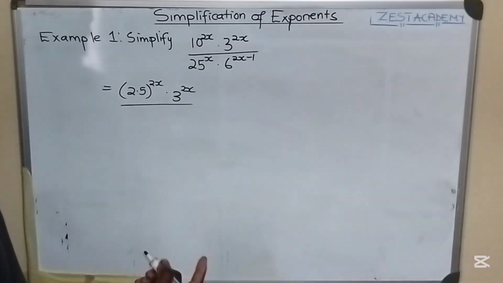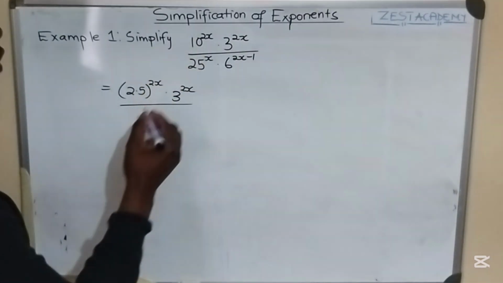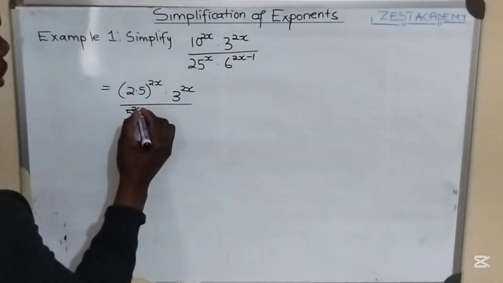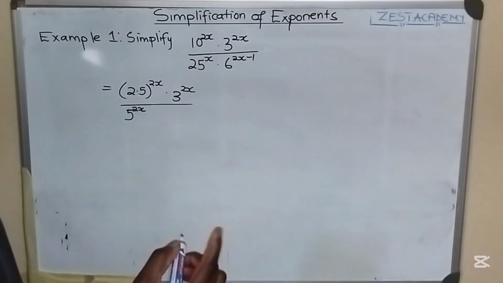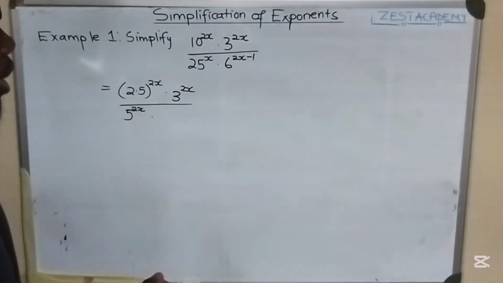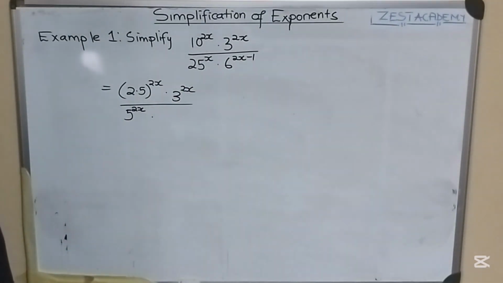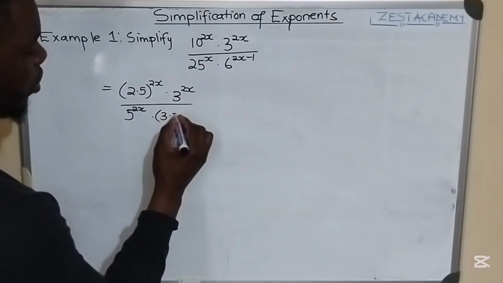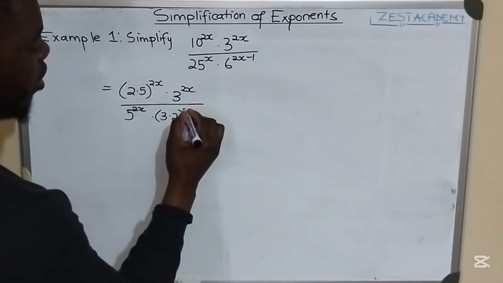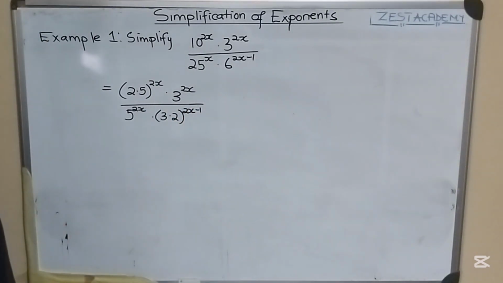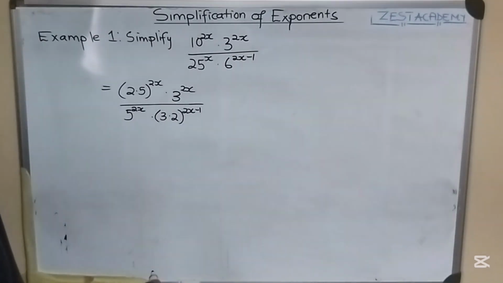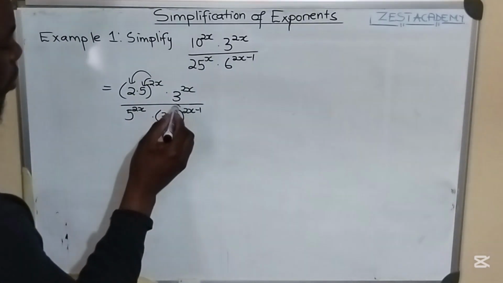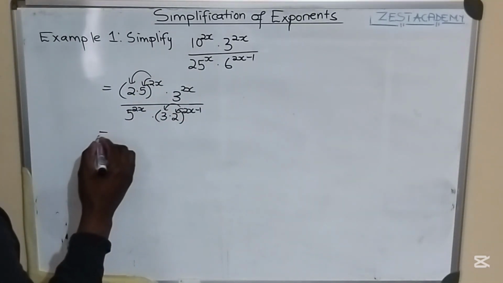25 can be written as, remember these are exponents, 5 to the power of 2, but because of the x, that is going to be 5 to the power of 2x. And then 6 can be written as 3 times 2, all that raised to the power of 2x minus 1. Then what we do after that, we distribute our exponent. And then we do the same here. Right. So what do we obtain?